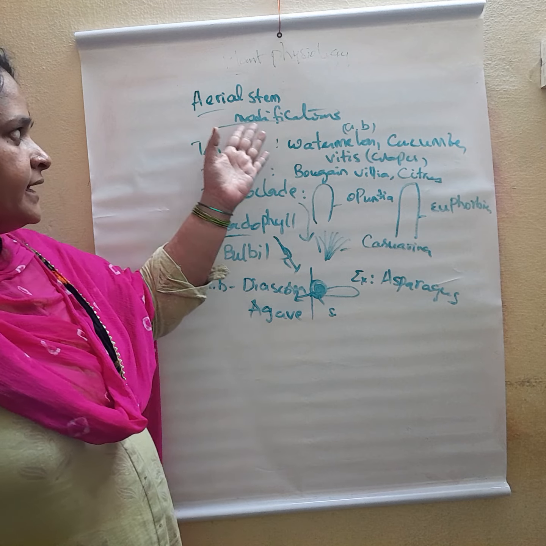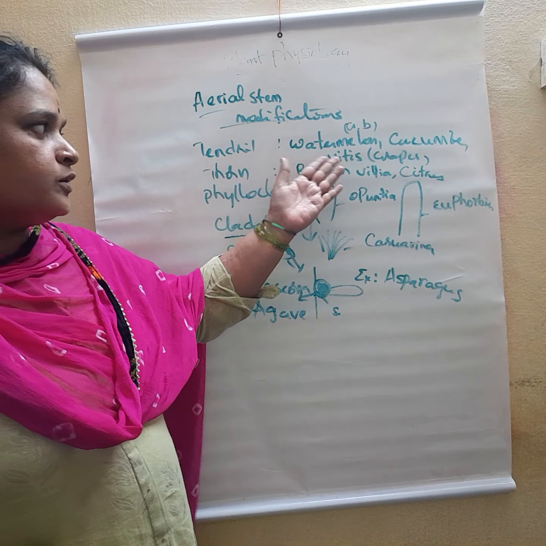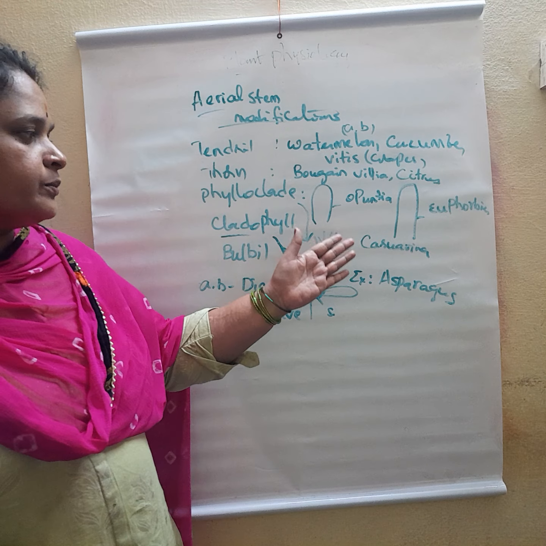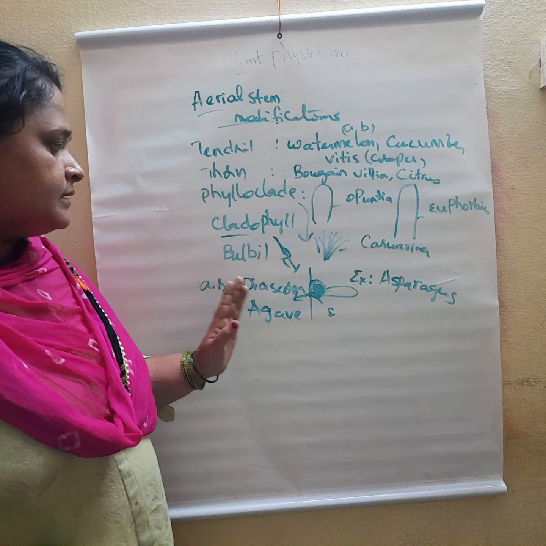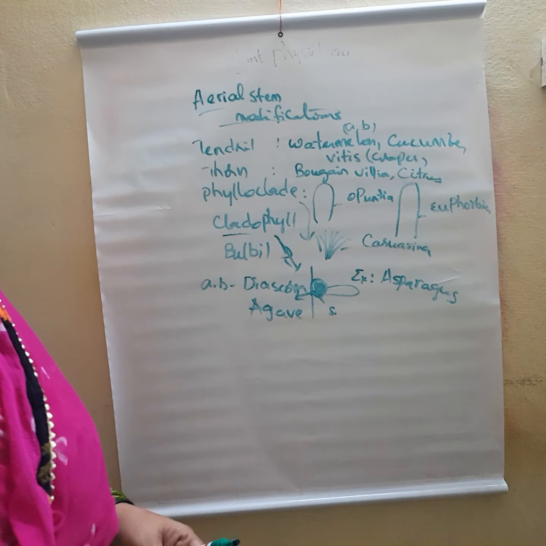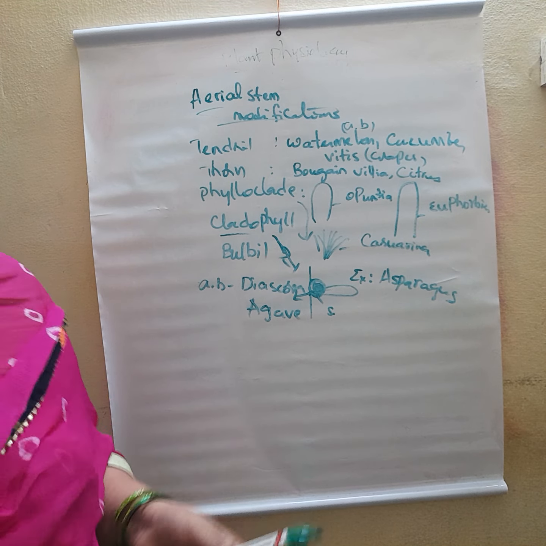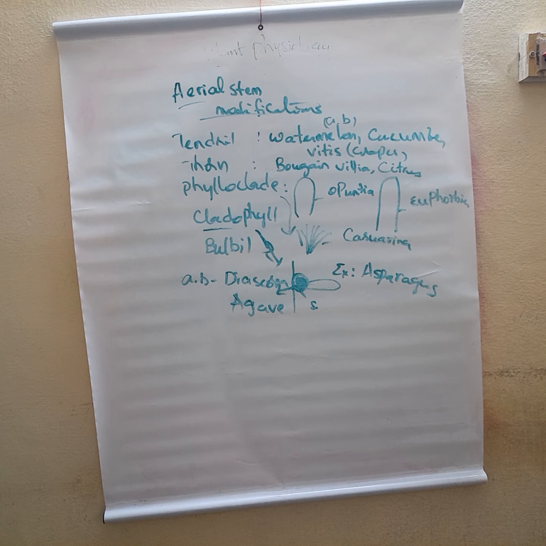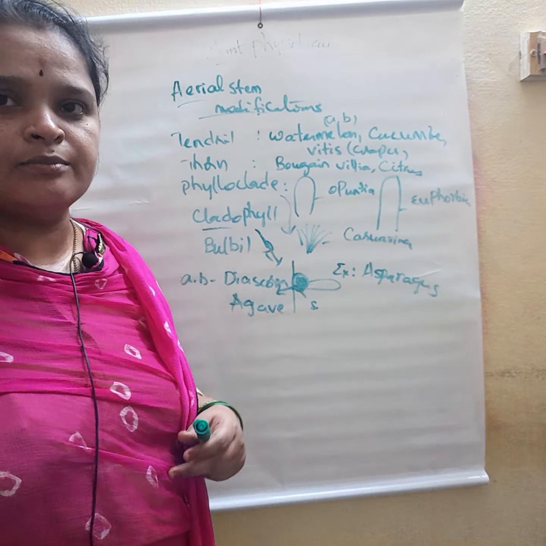So these are aerial stem modifications. Tendril: watermelon and cucumber. Thorn: bougainvillea and citrus. Phylloclade: Opuntia, Euphorbia, Casuarina. Cladophyll: asparagus. Bulbil: Dioscorea and Agave. Right. So these are aerial stem modifications.